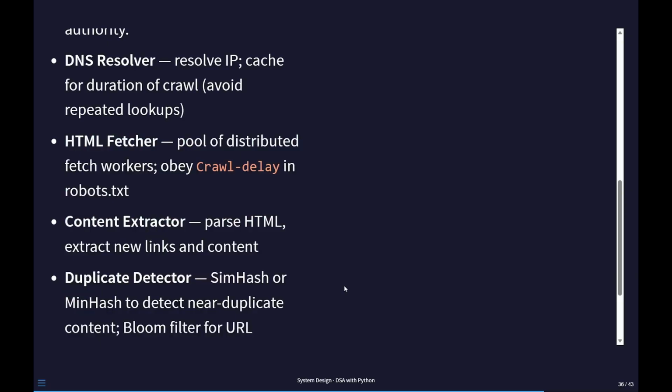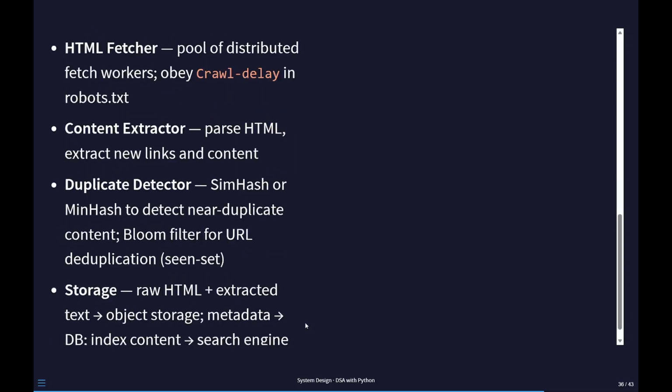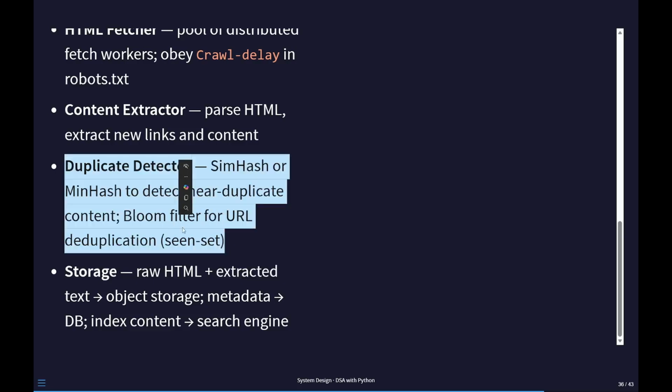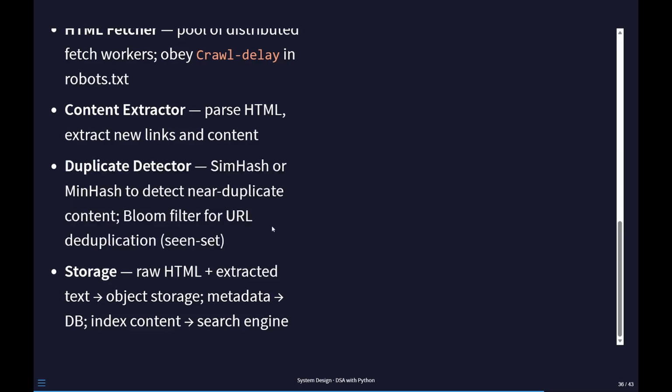Duplicate detection, 2 levels. First, URL deduplication with a Bloom filter, extremely memory efficient for answering, "Have we seen this URL before?" Second, near duplicate content detection with SimHash. Different URLs can have identical or nearly identical content. We should store each page only once.